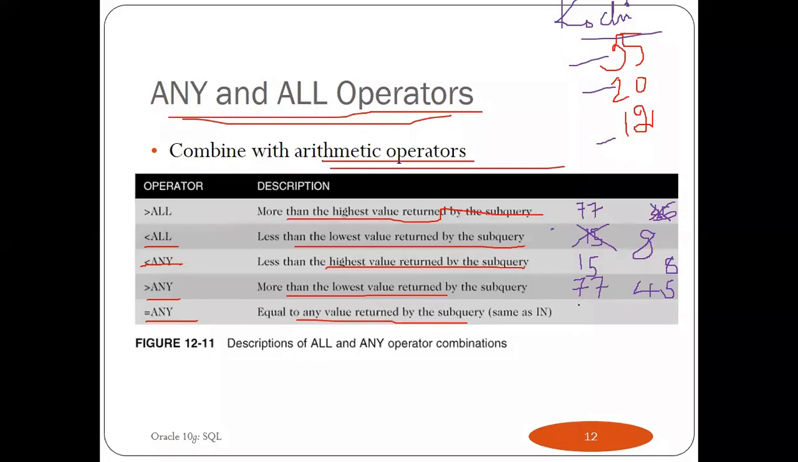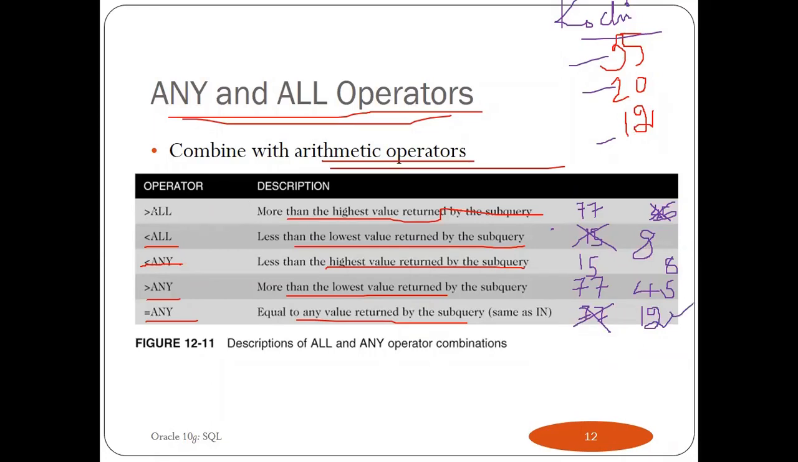Equal to any. Imagine you have a number called 77. It should be equal to any of the values. Equal to 55? No. Equal to 20? No. Equal to 12? No. So 77 will not qualify. Imagine you have a number called 12. Equal to 55? No. Equal to 20? No. Equal to 12? Yes. So 12 will qualify.